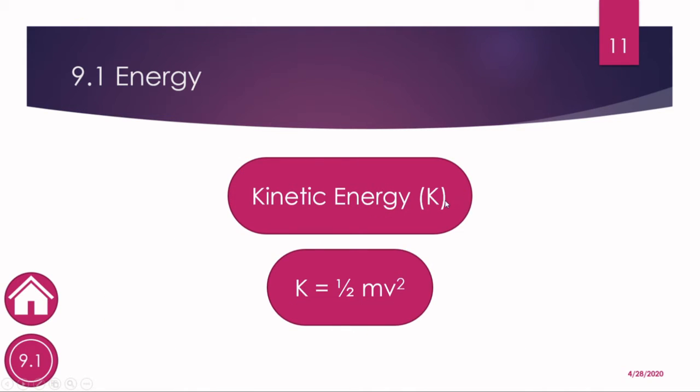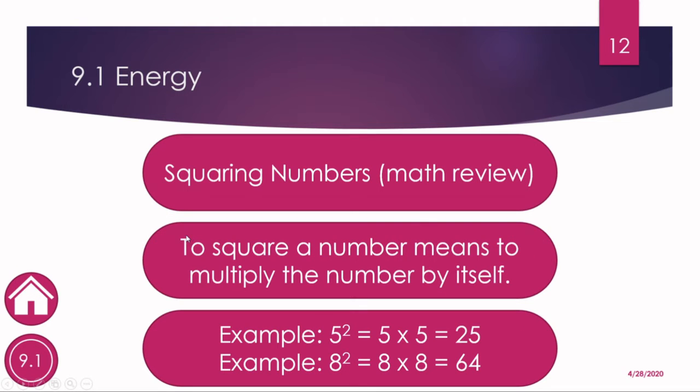Kinetic energy is abbreviated by a capital K, so at least that makes sense, right? To calculate an object's kinetic energy, you take 1/2 of its mass and multiply by the velocity squared. So before we go any further, let's take just a quick moment. Let's do a quick math review.